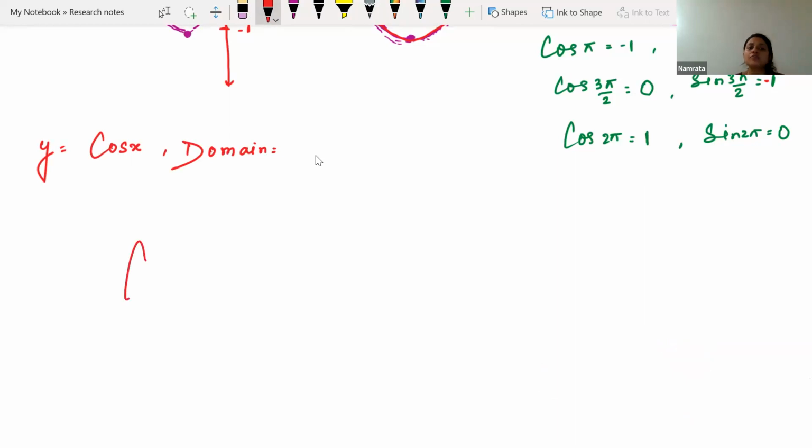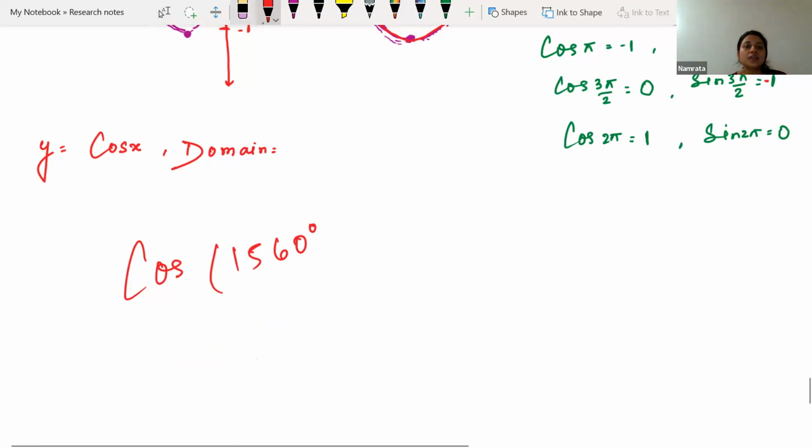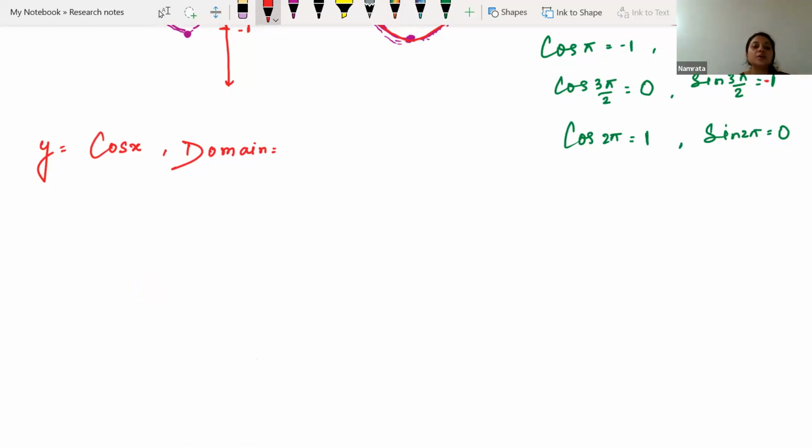We have taken out the value of the angle in the previous class, like 1560 degrees, or maybe 3720 degrees. What exactly is it representing? It is representing that the value of the angle can be any real number possible. So the domain will be any real number, right? Are you getting it? Yes, ma'am. So I'm going to write: domain can be any real number.